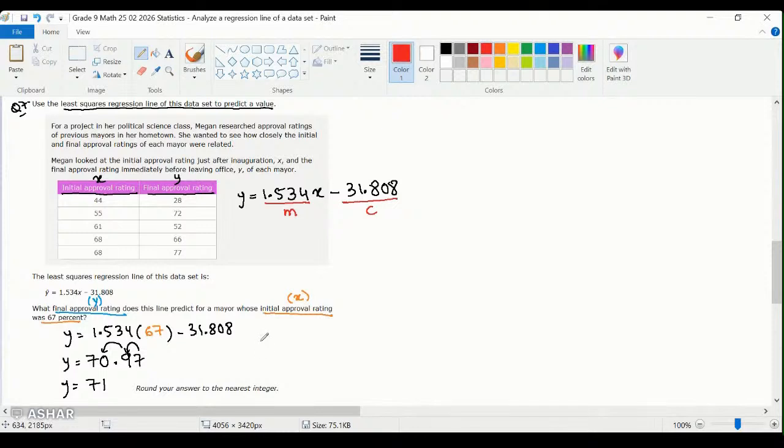So the prediction would be a student with 67% initial approval will have a 71% chance of final approval. Okay, do we agree on this?